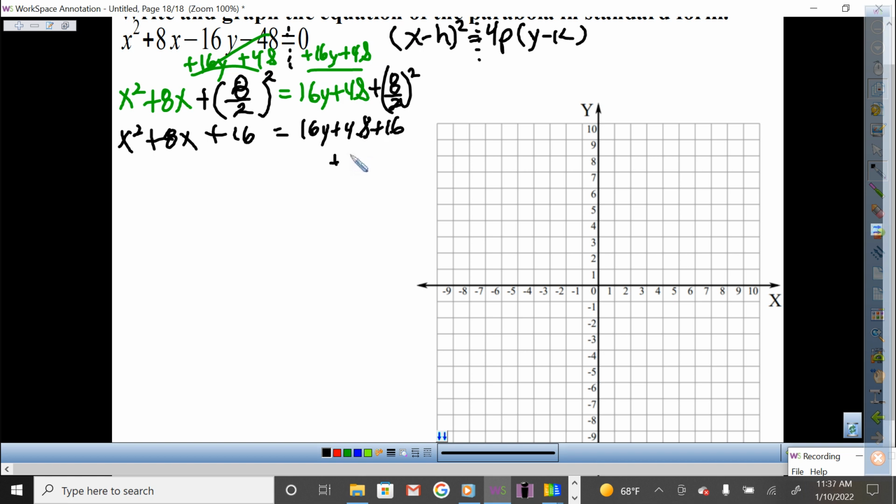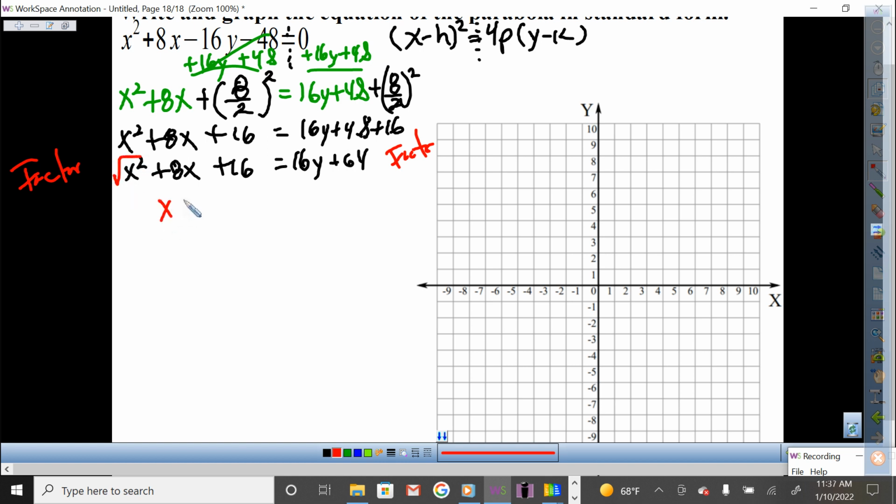Can I combine the right side? Yes, that's 64 and 16y. This side is x squared plus 8x plus 16. Let's factor. Okay? How do we factor? Shortcut. What do I do?